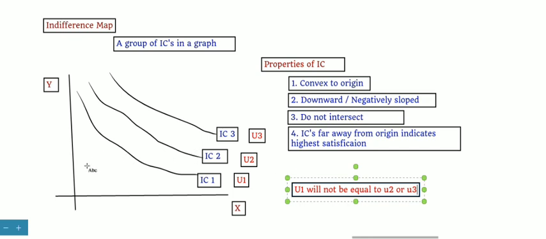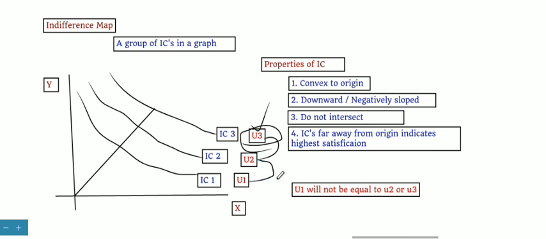And the indifference curve that is far away from the origin, that is indifference curve 3, will give the maximum satisfaction, followed by indifference curve 2 and followed by indifference curve 1. So these are the four properties of indifference curve: they are convex to the origin, negatively sloped, they do not intersect, and the indifference curve that is far away from the origin indicates highest satisfaction or highest utility.